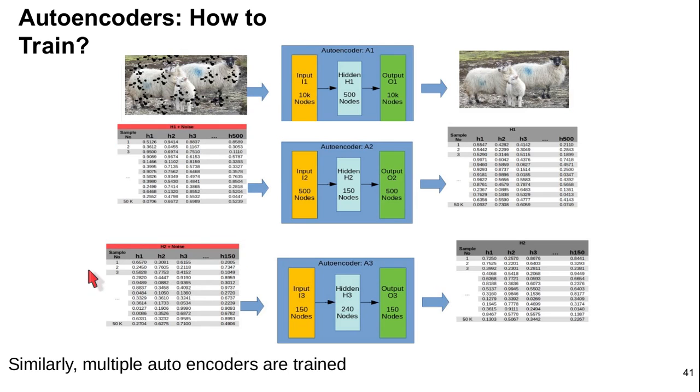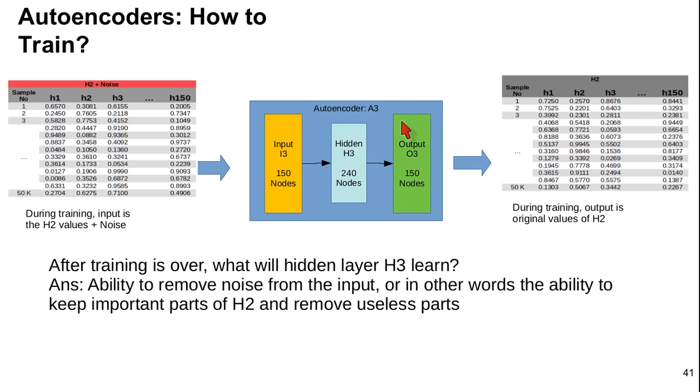This is the table H2 with noise added to some of the columns, and this is the original table H2. So autoencoder A3 is trained to take as input the table H2 with some noise added to it and recreate the original table H2 without any noise in it. After autoencoder A3 has finished training, what can we say about its behavior? Also, what does the hidden layer H3 represent? Going by the arguments that we made for autoencoder A1 and autoencoder A2, we can say that autoencoder A3 would also have learned to remove noise from its input.